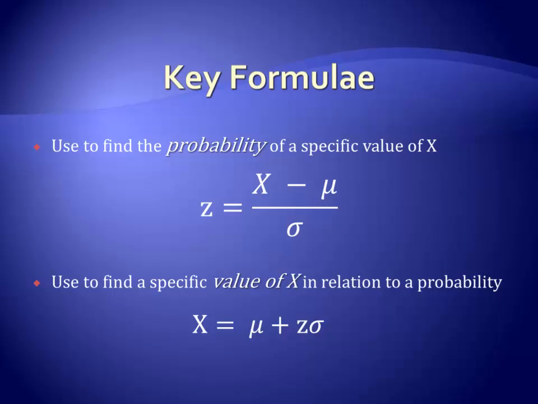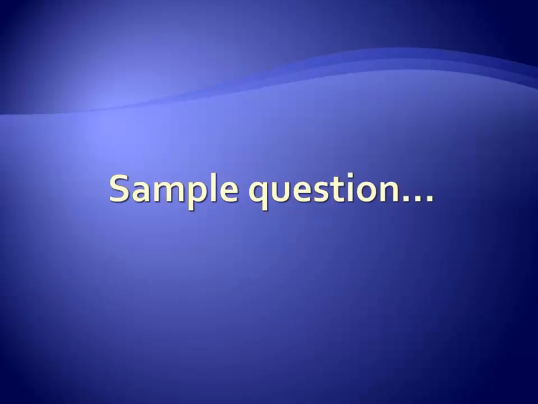There are two main formulae which we'll use in relation to z-scores. The first formula relates to computing z-scores, which can then be used to find the probability associated with a specific value of x, whereas the second relates to finding a specific value of x for any given probability. You can see here that the second formula is simply a variation on the first. Let's put these formulae in context with a sample question.